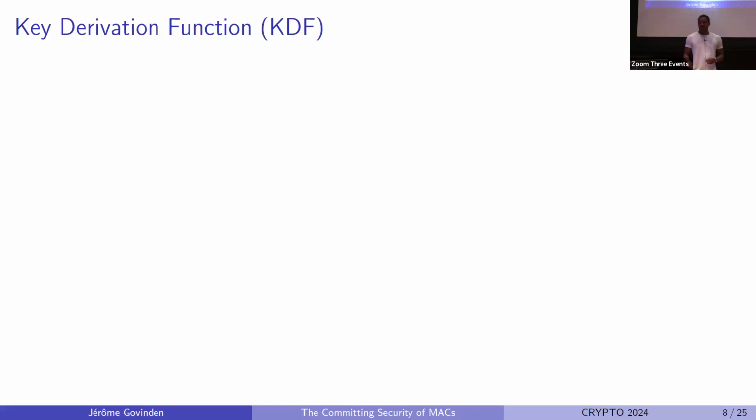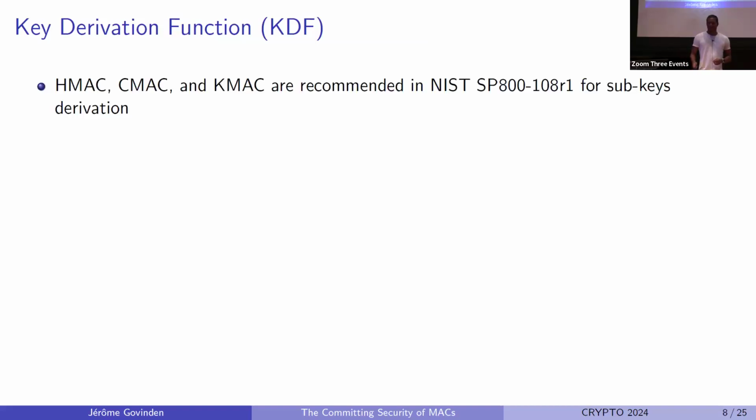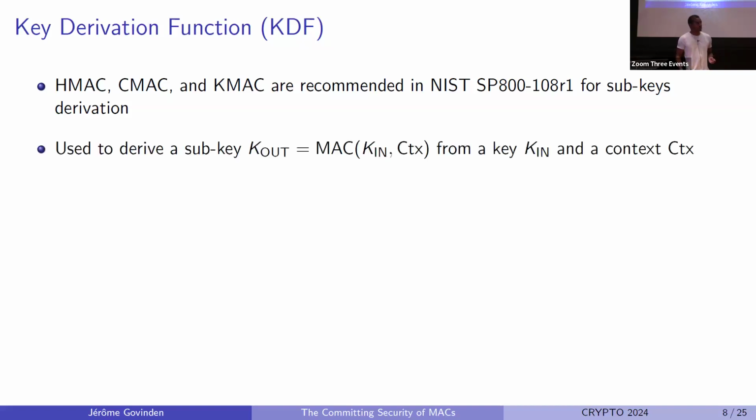The second practical setting we look into is key derivation functions. HMAC, CMAC, and KMAC are 3 message authentication codes that are recommended by NIST for sub-key derivation. So how does it work? To derive a sub-key K_out from a master key K_in, this master key K_in is given as input to a MAC attached to a context CTX. This context allows the derivation of multiple sub-keys from a single master key. This context could contain data such as the purpose of the derived sub-keys, or also other information such as the identity of the different parties using this sub-key. This could also contain a nonce, for example, to prevent reuse.